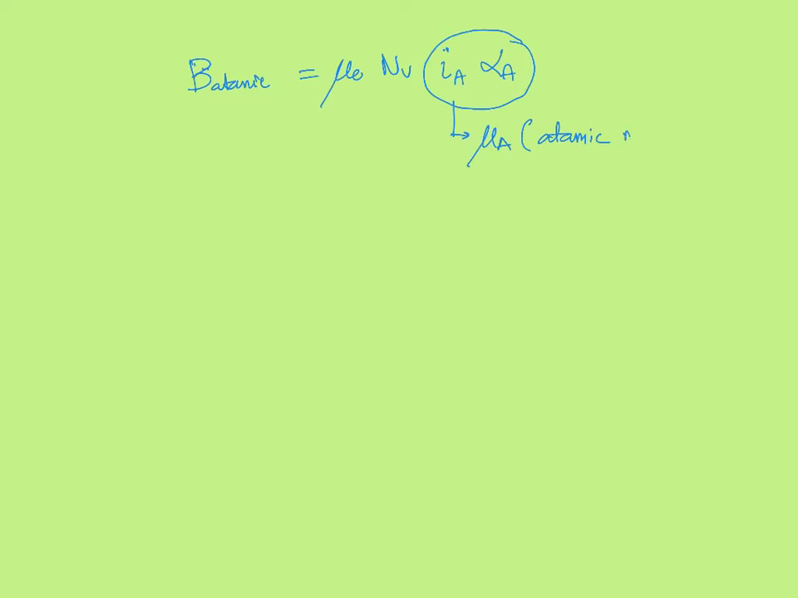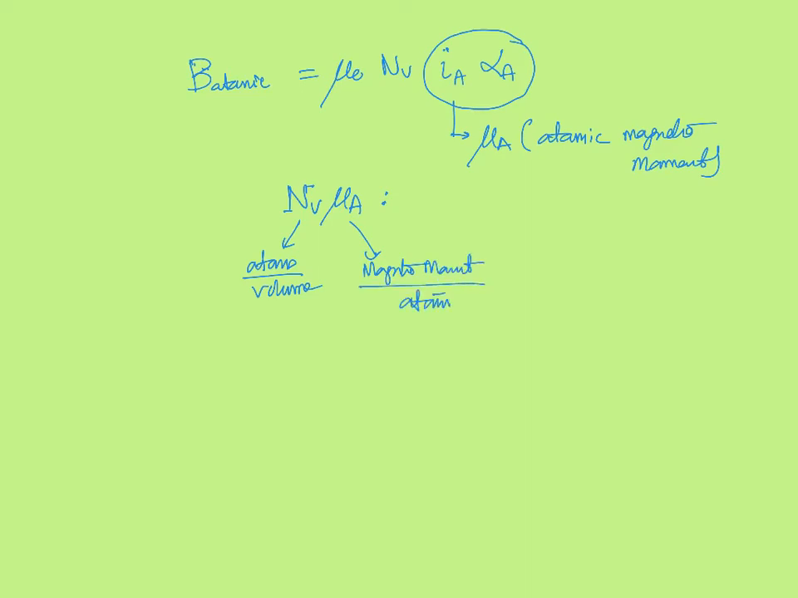Mu A is the atomic magnetic moment. Now, N V into mu A: this N V is the number of atoms by volume, atoms divided by volume, and this is the magnetic moment per unit atom, per atom.